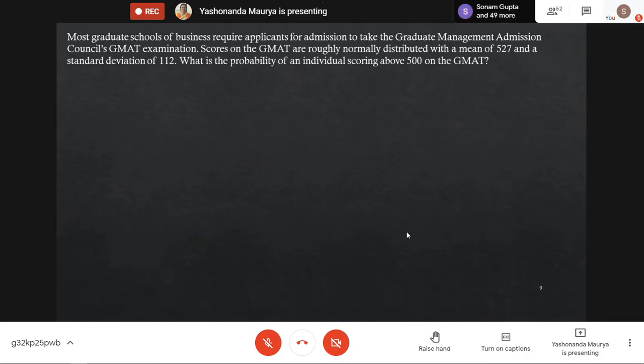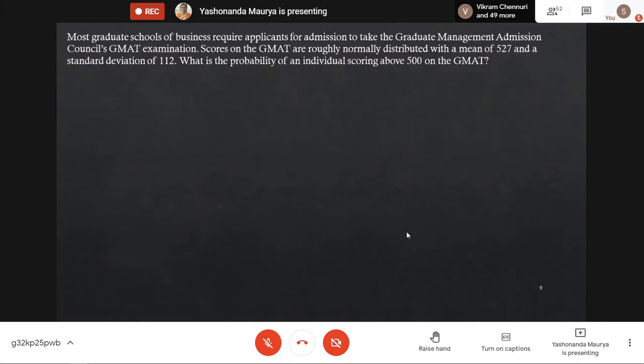Again, this is almost similar. Most graduate students of business require applicants for admission to take the GMAT. Read the question. They have given us the mean and the standard deviation. What is the probability that an individual is scoring above 500? Again, the same way we can go ahead and work it out.